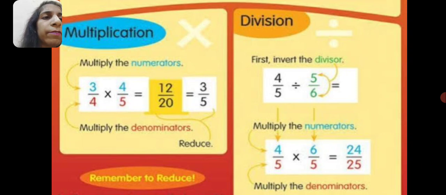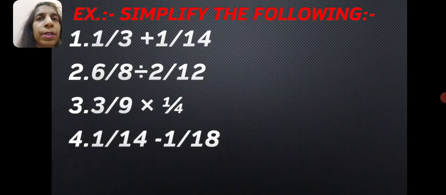So this second fraction we will be inverting like this. Therefore you have to multiply the numerators: 4 multiplied by 6, we will get 24, and multiply the denominators also: 5 into 5 is equal to 25. You will get 24 upon 25 as the required fraction. There is no need to reduce it because 24 and 25 are co-prime. Maybe you have to check it and let me know in the comment section whether 24 and 25 are co-prime or not.